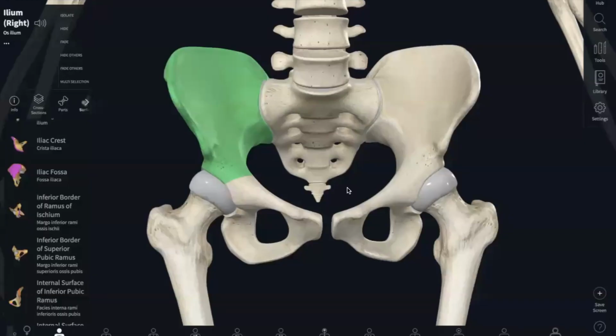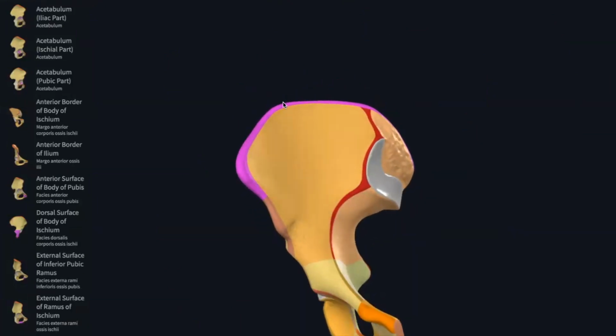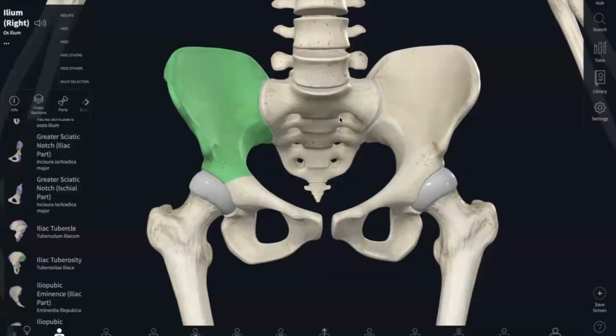The first bone we are looking at in your pelvic girdle is your ilium. And the first marking is the iliac crest. So that is going to be this part, this pink part of your ilium. The next marking we have is the greater sciatic notch.